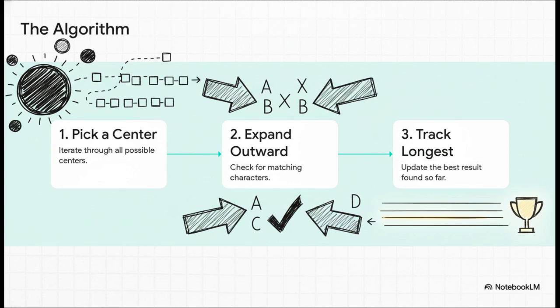First, you pick a potential center point. Second, you start expanding outwards from that center, 1 step to the left, 1 step to the right, and you check if the characters match. As long as they do, you just keep on expanding. And third, you just keep a note of the longest one you've found so far. Then you just do it again for every single possible center.